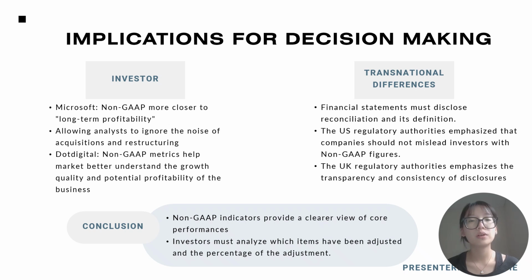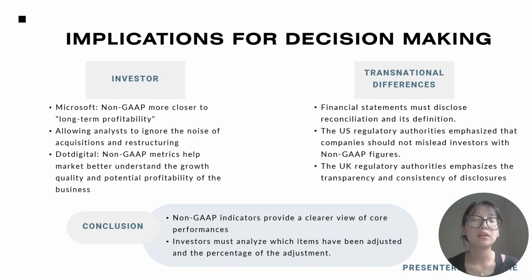From a cross-border comparison perspective, both the US and the UK allow the disclosure of non-GAAP indicators, but the regulatory focuses differ. The US regulatory authorities require companies to disclose the reconciliation table of GAAP and non-GAAP, and it must not mislead investors.